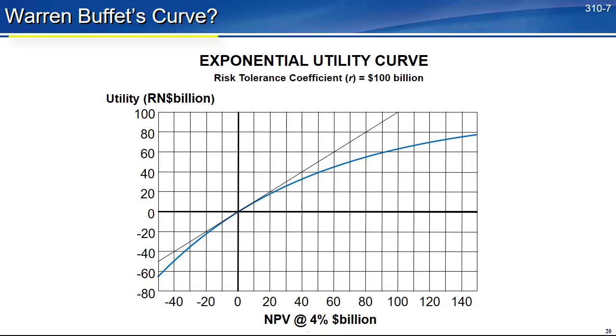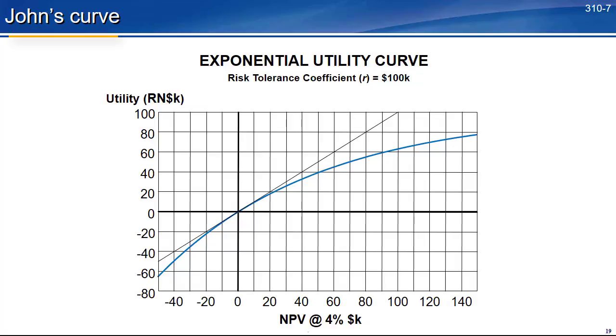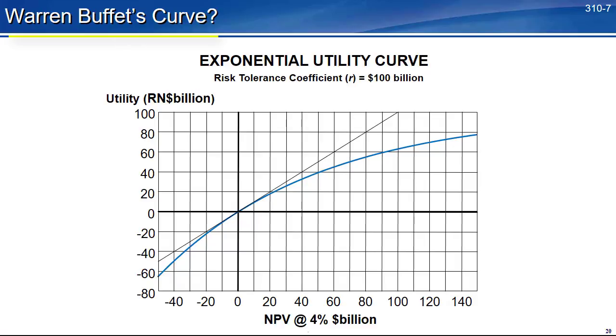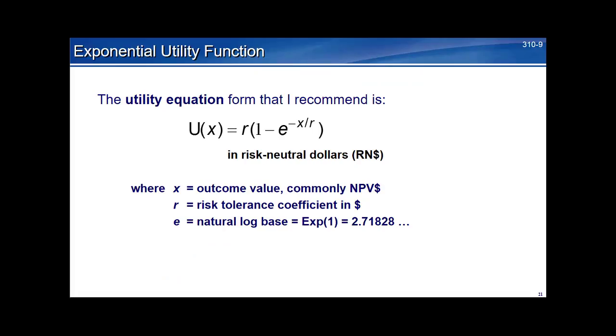Conceptually, Warren Buffett and I have the same utility function shapes. We just have different scales. Mr. Buffett has more zeros on the X and Y axes. So the shapes are identical, it's just a matter of the numeric scale on the axes.